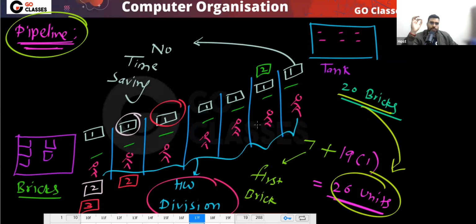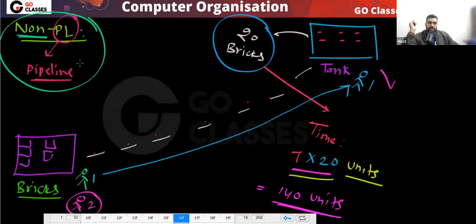So did you understand this problem? Did you understand that when the first brick is here, then the second brick will be here, then the third brick, then the fourth brick? Did you understand that we will need only 26 units of time? Only this much time we will need for 20 bricks. We can take 20 bricks from here to here in 26 units of time. And in the non-pipeline scenario, we need 140 units of time. So definitely this is your pipeline.